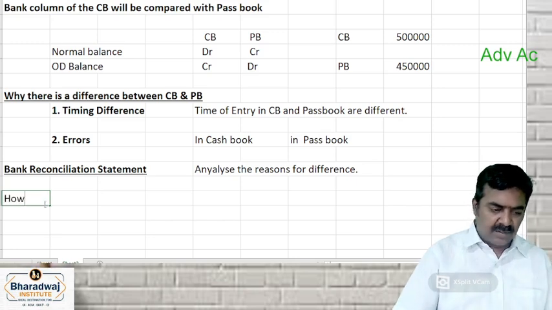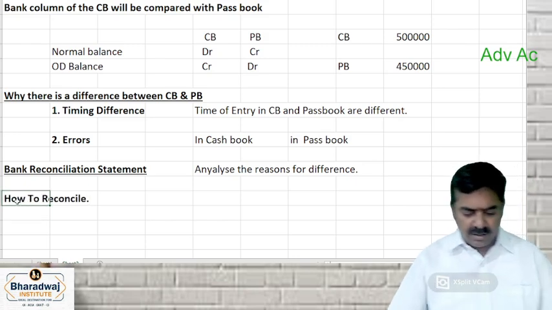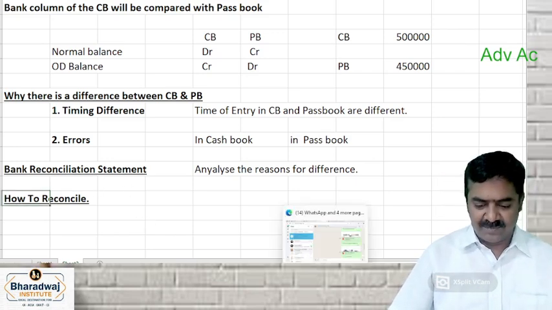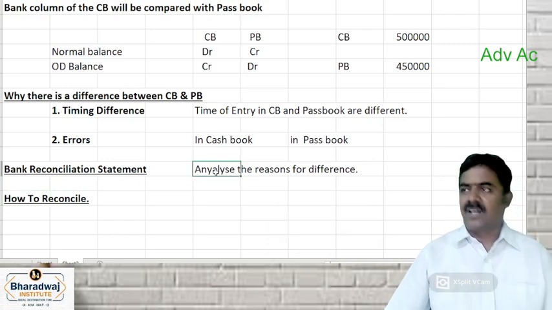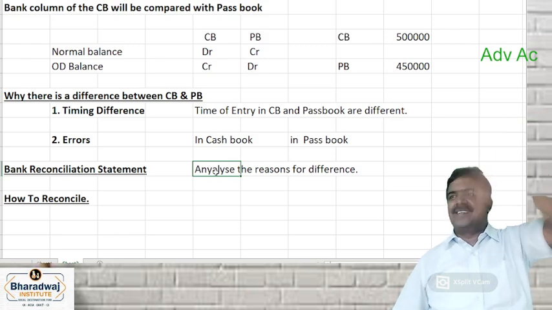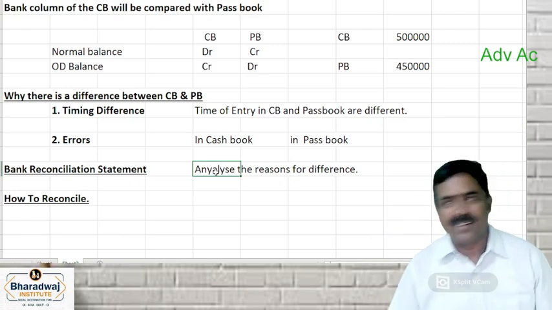Okay, how to reconcile, how to prepare a reconciliation statement. There are two methods. One is the memory-based method, where you decide based on the statement or 20 items, add less, or else you put debit and credit and do it that way.